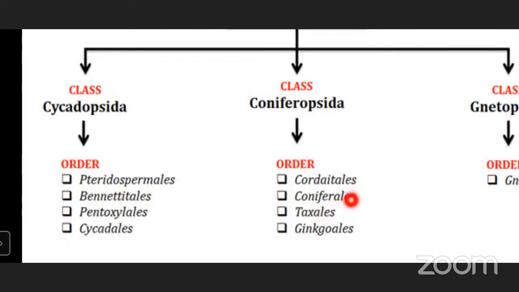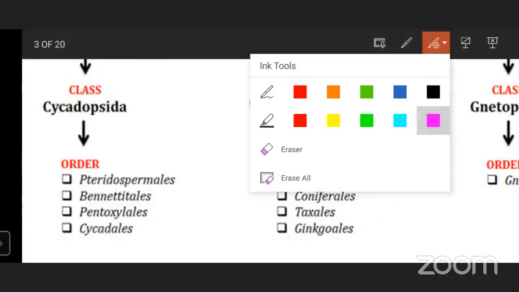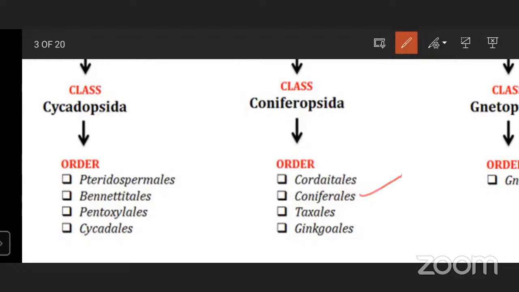So first coming to Coniferales. The best example for Coniferales is Pinus. Pinus tree is the best example for Coniferales. Okay. And next coming to Taxales. In this order Taxales also living plants are present. Example is Taxus. Taxus is the best example plant for this order Taxales.